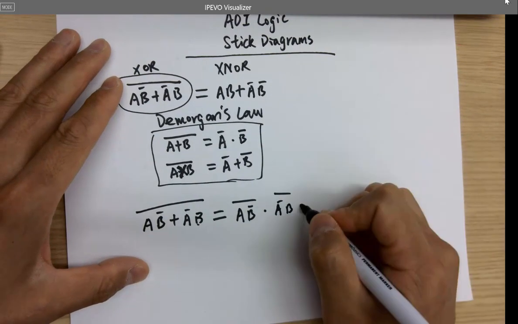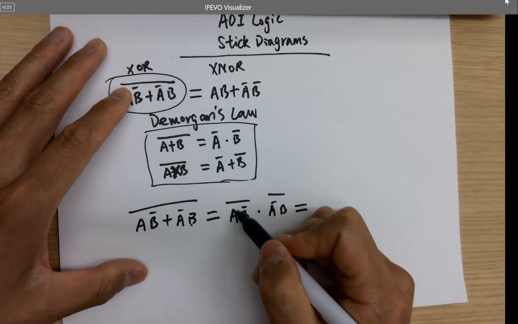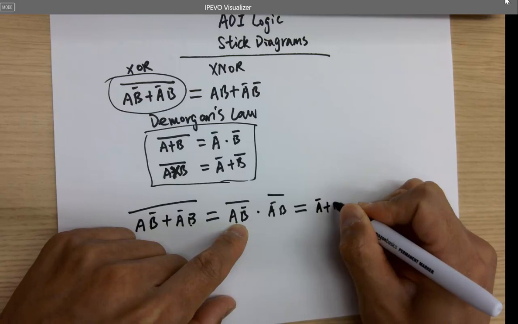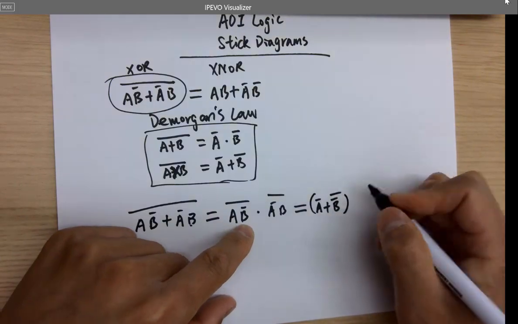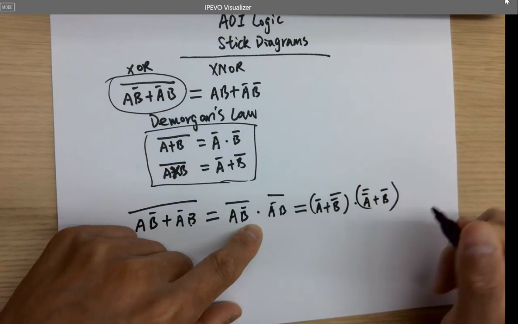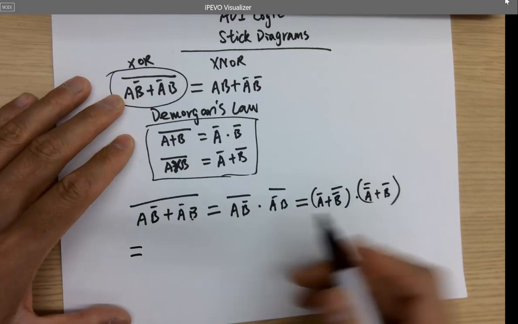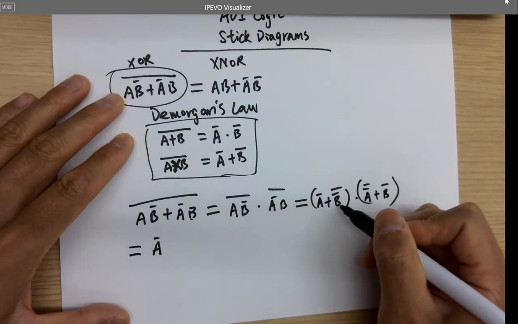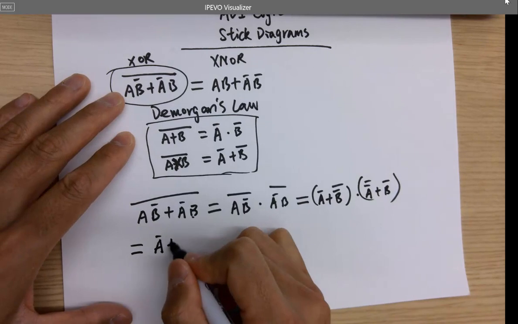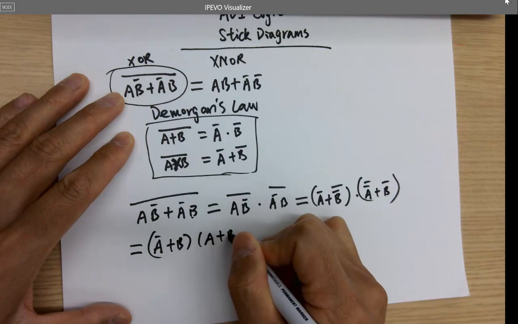Okay? And then do it one more time with each of these two. Split the bar, change the sign for this guy. It becomes A not or B not not. And A not not or B not. And that equals, because not not is still itself, right? So B not not is still B. So this becomes A not or B, and A or B not.